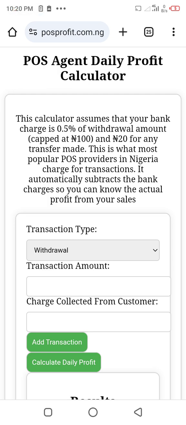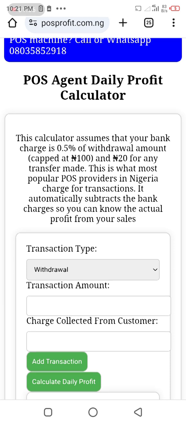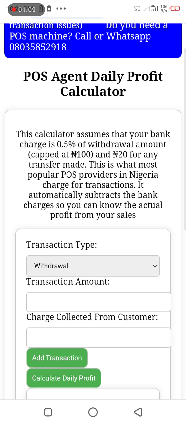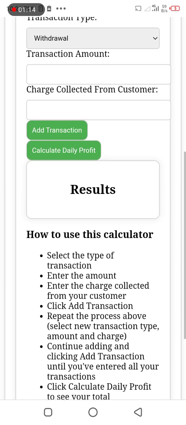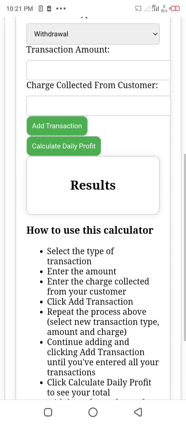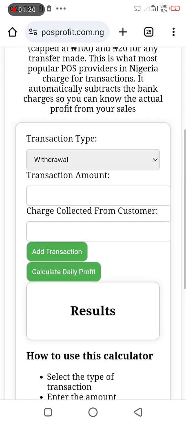For you to see this POS profit calculator, you will need to go to the website, which is www.posprofit.com.ng. So when you go to the website, you are going to see the calculator. It looks like this. Now to use it, the steps are described under the calculator. But let me just show you how to use it.